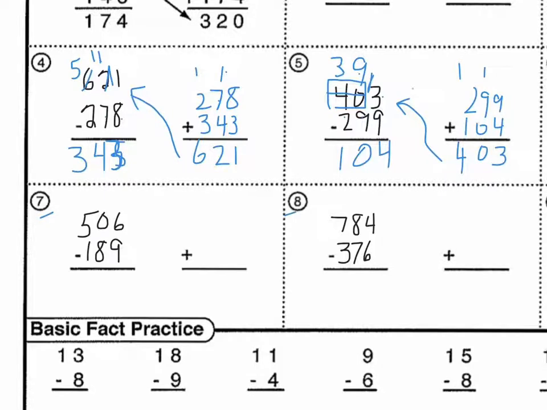All right, pause the video and do 7 and 8 for me right now. Then turn it back on when you're ready to see the solutions to those. Okay, here we go with number 7. You should have already done it on your own, given it your best shot. 6 minus 9, if you wrote 3, you subtracted up.